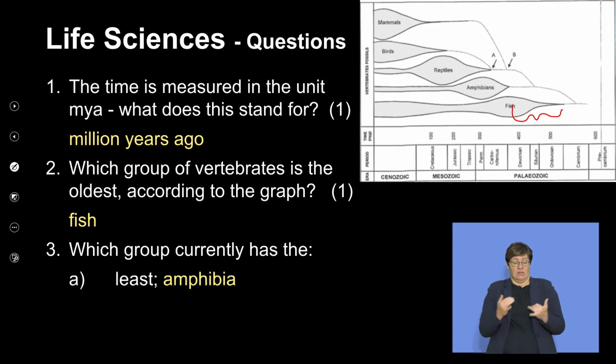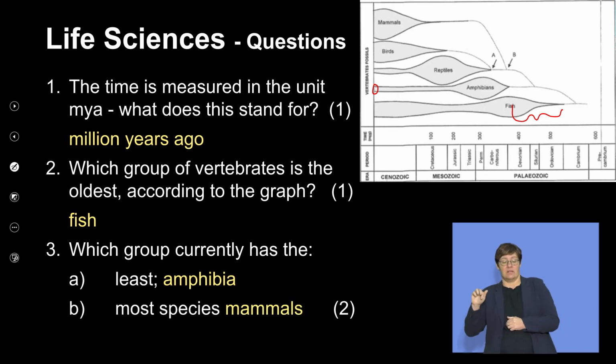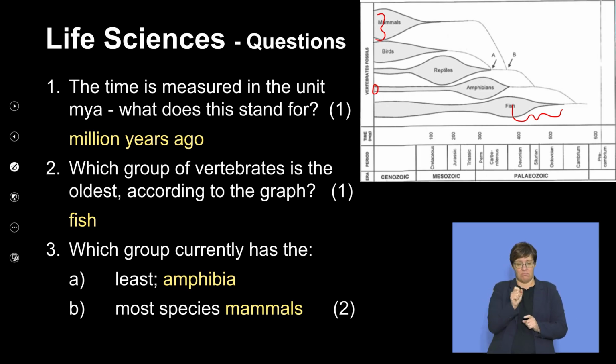Then, which group currently has the least, and that is the thickness there, that's the amphibian group, and which group currently has the most different species, and that is there, that is the mammals, and we know they have the most different species because their bar is the widest.